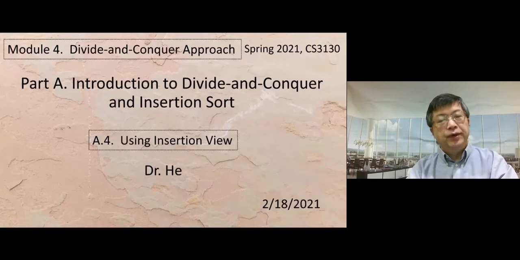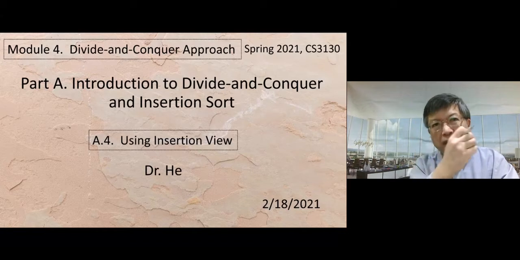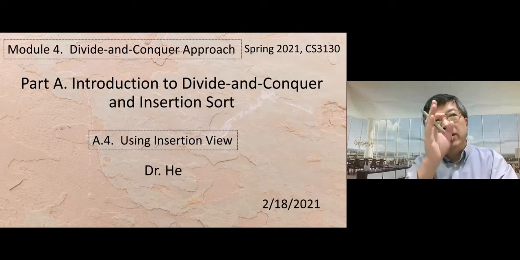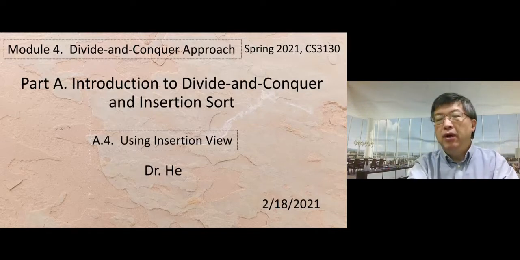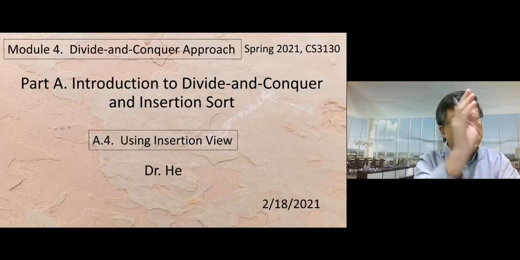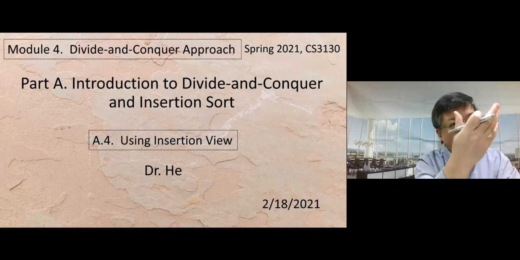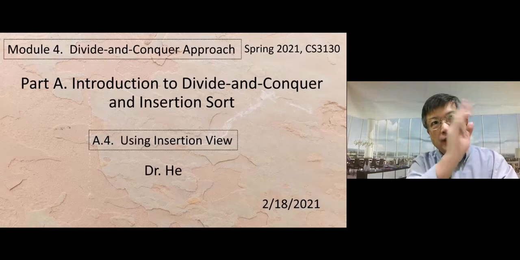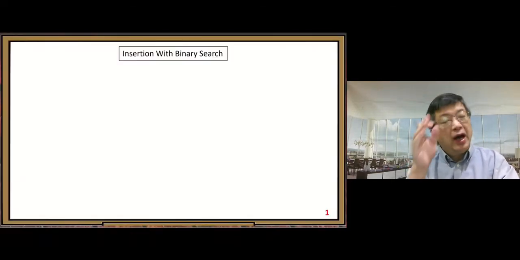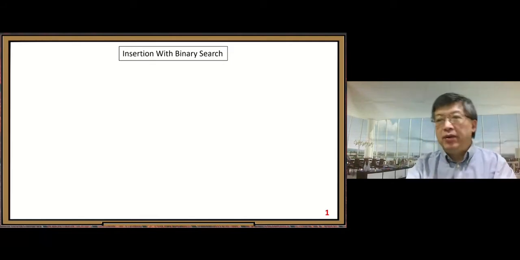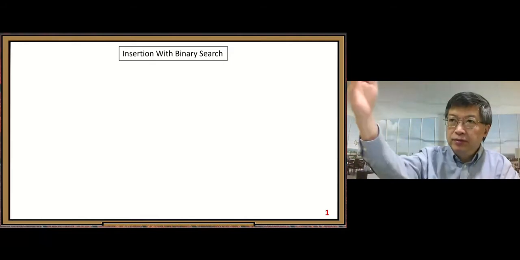Using insertion view, in this part, we will use our insertion idea to solve some special sorting problems. But our goal here is to use the minimum number of comparisons to sort an array with relatively small sizes. All right, so first, I'd like to discuss the general idea. Then we try to solve a few problems.